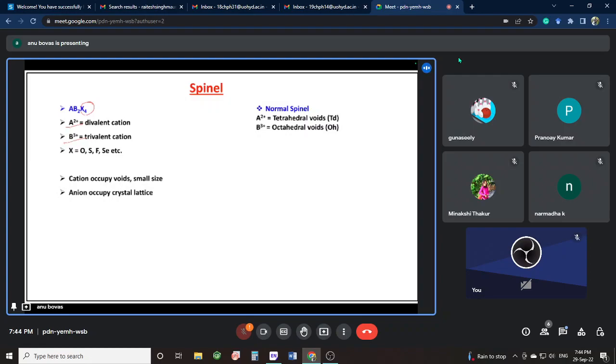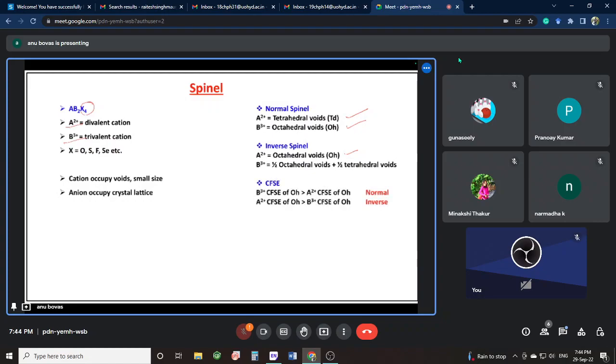If A2+ is present in tetrahedral voids and B3+ is present in octahedral voids, then it will be a normal spinel. In an inverse spinel, A2+ will be present in octahedral voids and B3+ will be present in half of the octahedral voids and half of the tetrahedral voids. We will come to the concept of mixed spinel later. So first of all, we should be thorough with these two things.